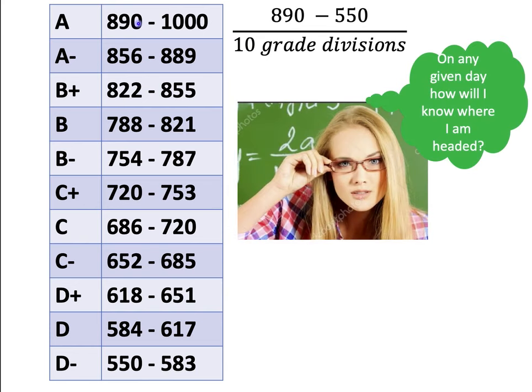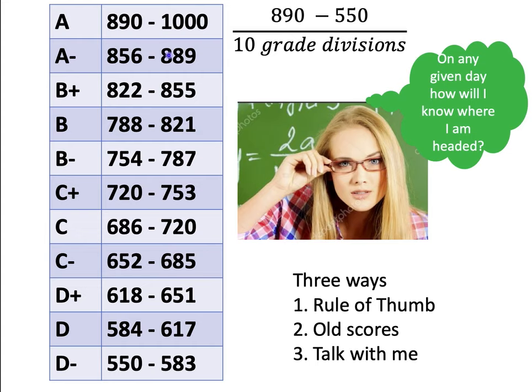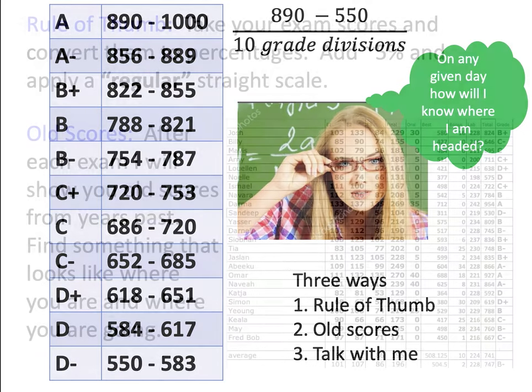On any given day, how do you know where you stand in the class? Well, there are going to be three ways that you can determine where you stand in the class. One is the rule of thumb, second is old scores, and the third is to talk with me. The third one, talk with me, is always available to you, and it's usually some combination of the first two.